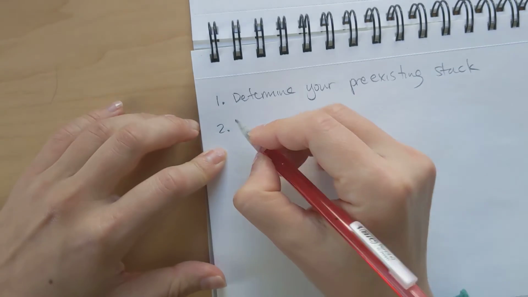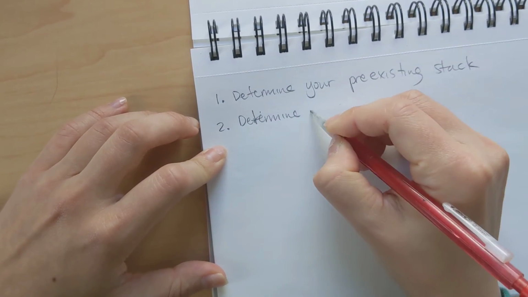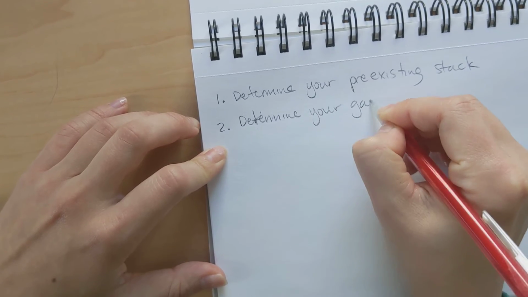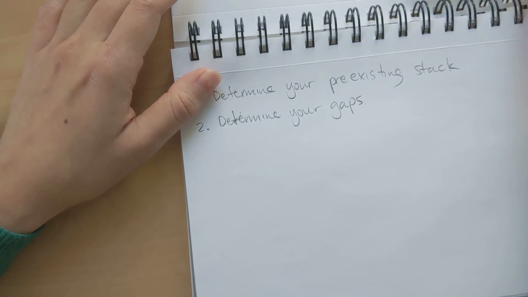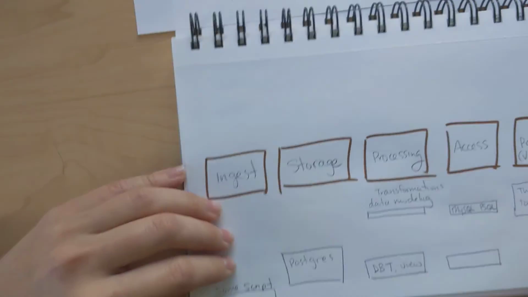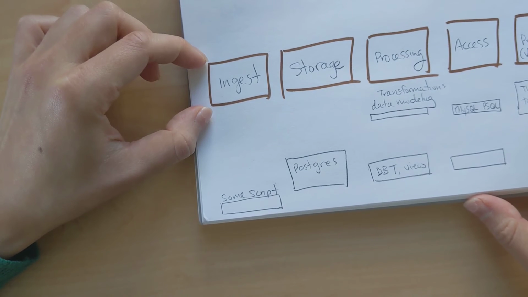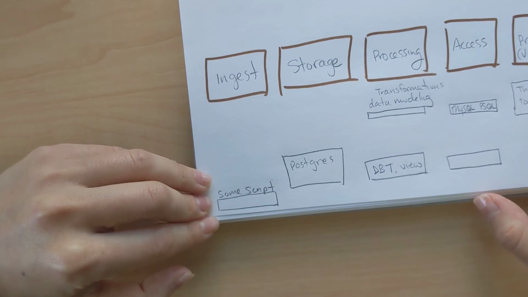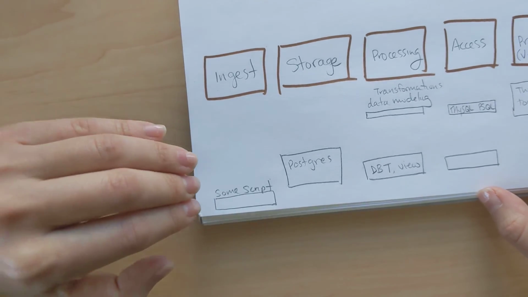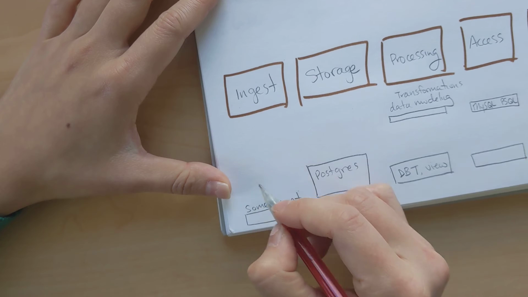Two, you want to determine your gaps. You're about to go buy some technology. Why? It better serve some need. The need is, in this situation, well, for us to meet all of our ingestion needs, our whole stack doesn't have enough capabilities to do so. I'm specifically going out to find some other technology that can supplement this.